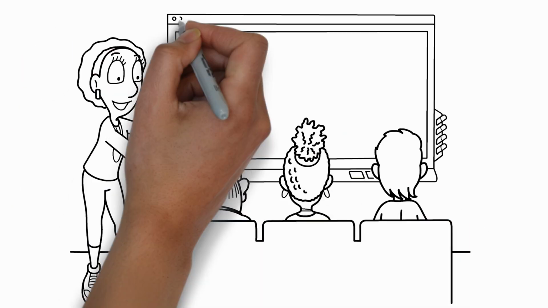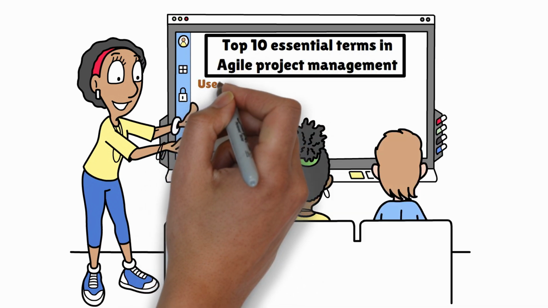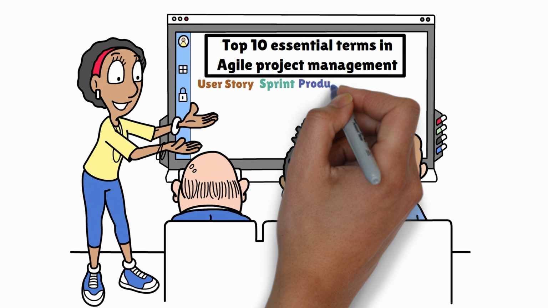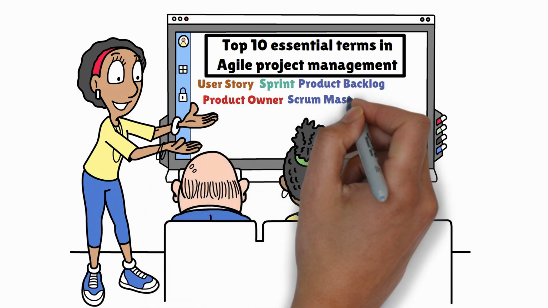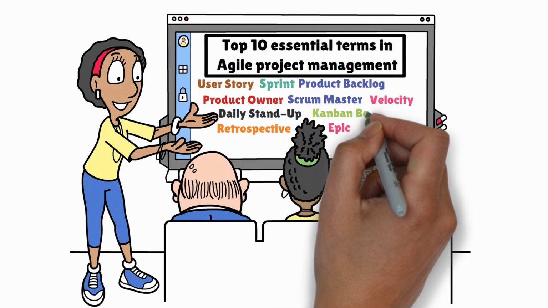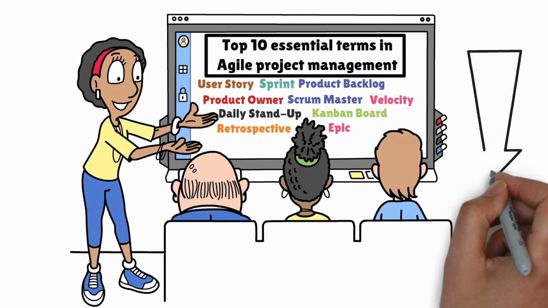And there you have it, our top 10 essential terms in Agile project management. Each of these terms forms a core part of Agile methodology, helping teams stay flexible, focused, and consistent in delivering value. These terms come up every day in Agile environments, so having a solid grasp of these terms is key to working effectively.